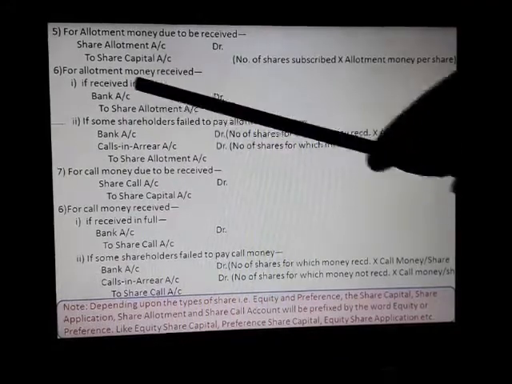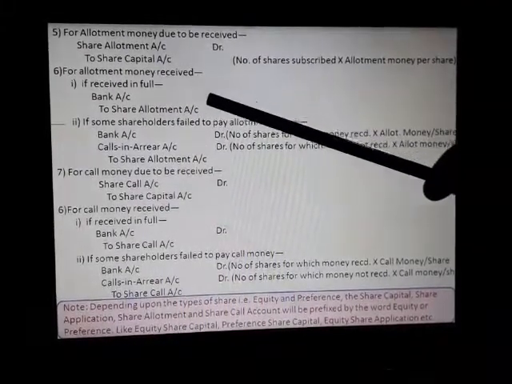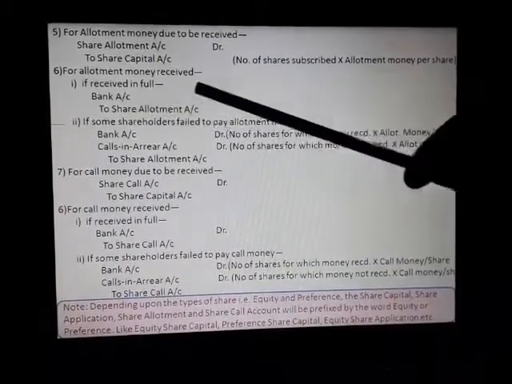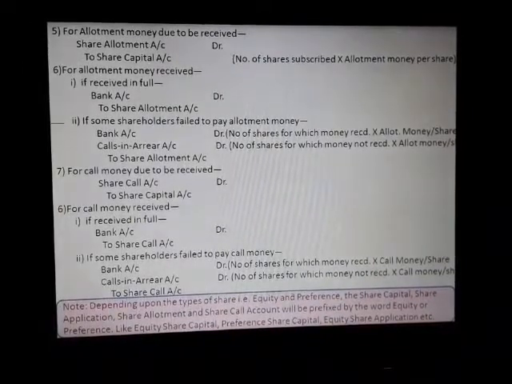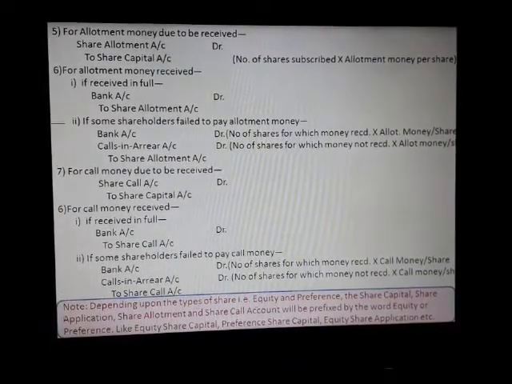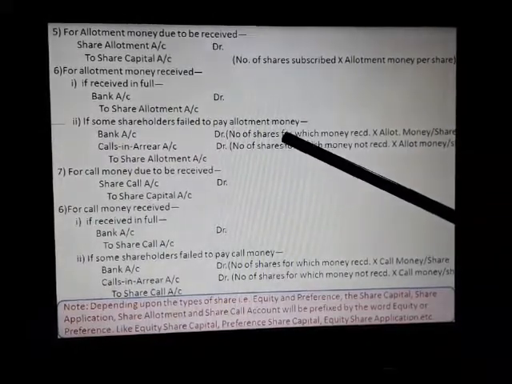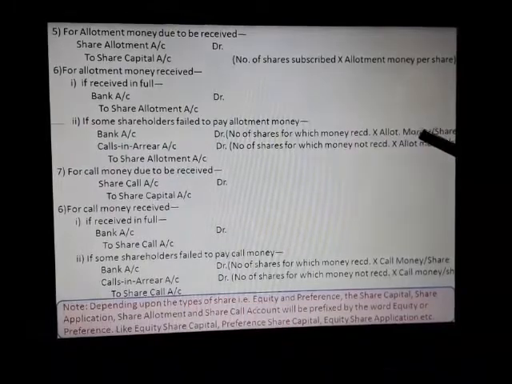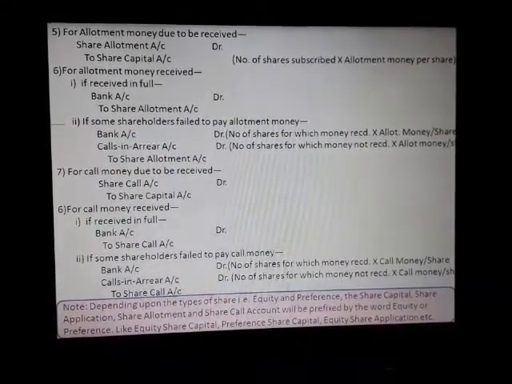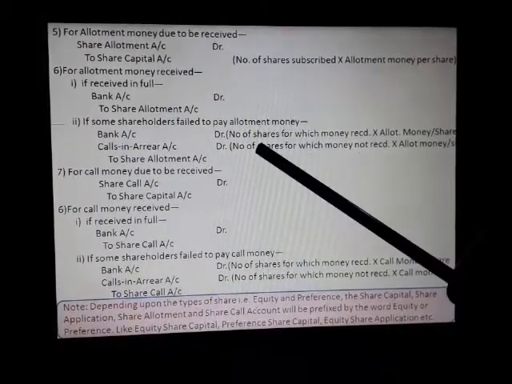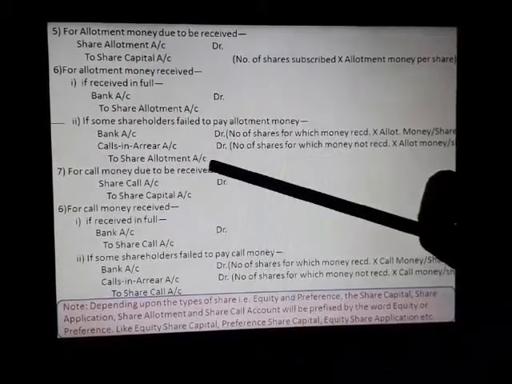For allotment money received in full, if the full amount of share allotment money is received, bank account debit to share allotment. If some shareholders fail to pay allotment money, then what we have actually received, bank account will be debited, that is number of shares for which money received into allotment money per share. Call unpaid scenario: for the amount not received with respect to allotment, number of shares for which money not received into allotment money per share to share allotment account.